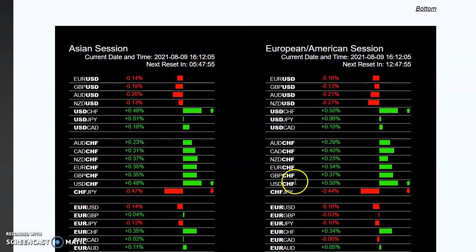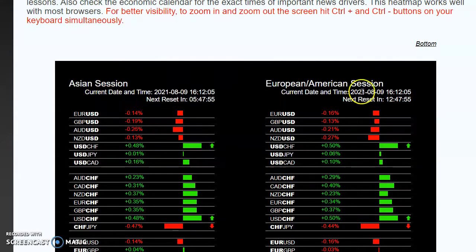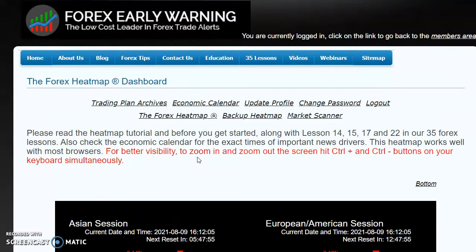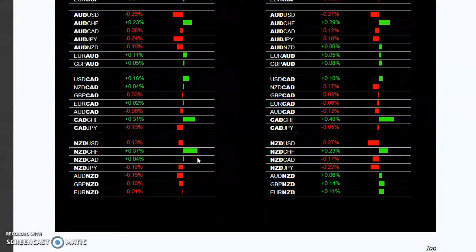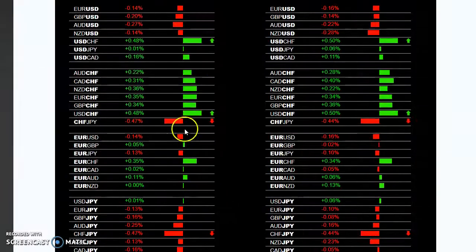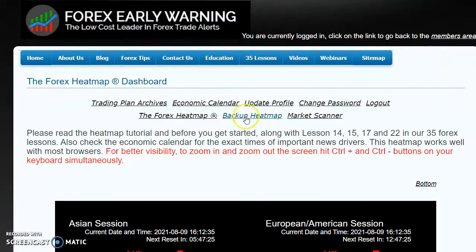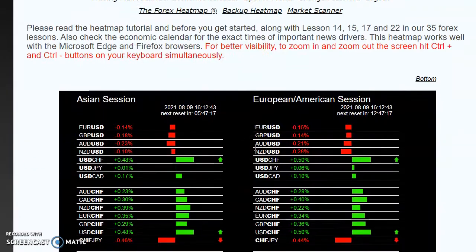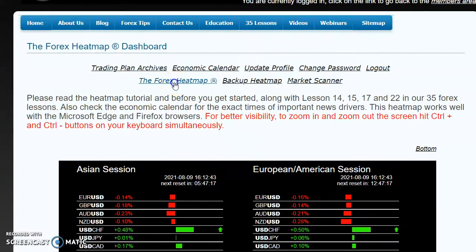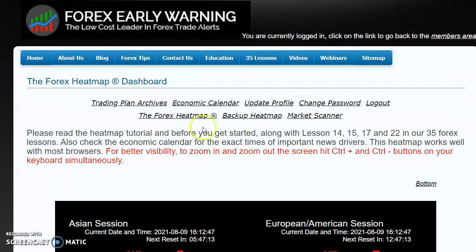This is consistent. There are 2 heat maps, one for the Asian session and one for the main session. Okay, and you can see exactly how it works right here with all the currencies stacked on top of each other. You know immediately in under 60 seconds that the Swiss franc was the big mover today. There's also a backup heat map in case our servers drop off or if something goes wrong with the main heat map. You always have a backup heat map. It's just a fantastic system, fully backed up and ready at all times.